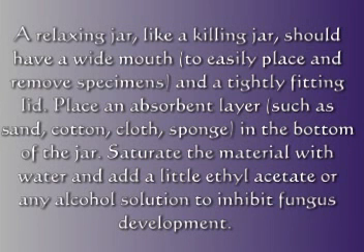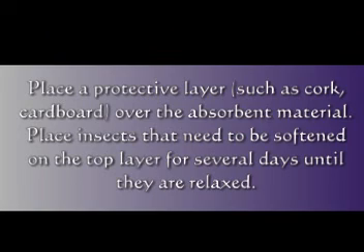A relaxing jar, like a killing jar, should have a wide mouth to easily place and remove specimens and a tightly fitting lid. Place an absorbent layer such as sand, cotton, cloth, or sponge in the bottom of the jar. Saturate the material with water and add a little acetate or any alcohol solution to inhibit fungus development. Place a protective layer such as cork or cardboard over the absorbent material. Place insects that need to be softened on the top layer for several days until they are relaxed.